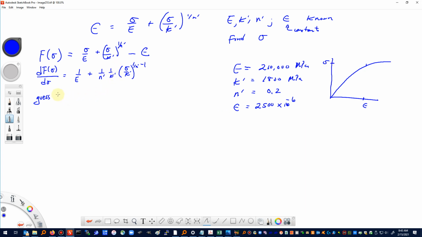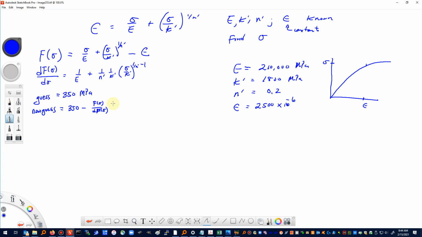So I don't know what this is going to be, but just based on my experience, I would expect somewhere around 350 megapascals might give us 2500 microstrain for these material properties. Alright, so my new guess is going to be a modification of my original guess. And we're going to have minus F of sigma divided by dF of sigma.